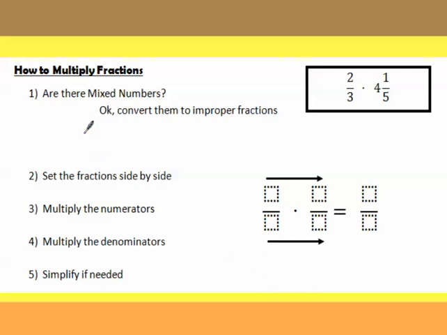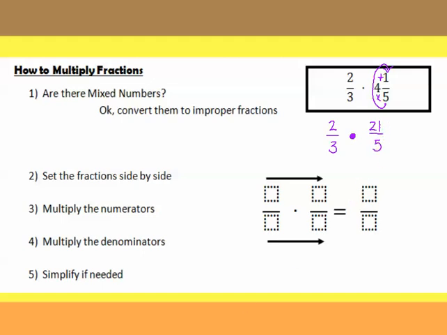So, the first question we need to ask ourselves is, are there mixed numbers? Now, in this problem that we're looking at over here, there are mixed numbers. This 4 1/5, there's a whole number out in front, so I need to convert it to an improper fraction. So I'm going to do the magic C. Remember, I multiply on the bottom, I add on the top. When I do that, I keep the 2/3, times, remember the dot means multiply, 5 times 4 is 20, plus 1 more gives me 21 over 5.